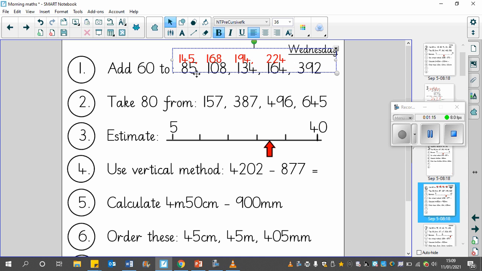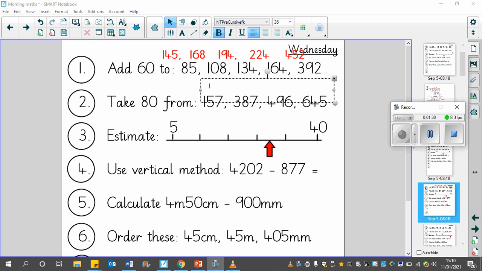392. Well, 390 add 60 is, count on your fingers, 400, 410, 420, 430, 440, 450. So 450 and 2 because the ones don't change.